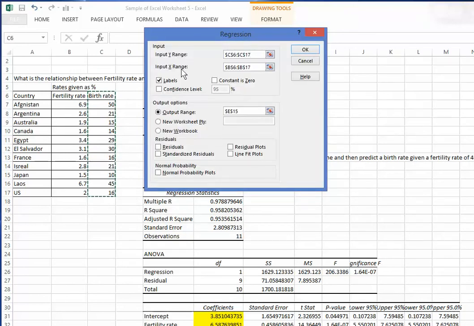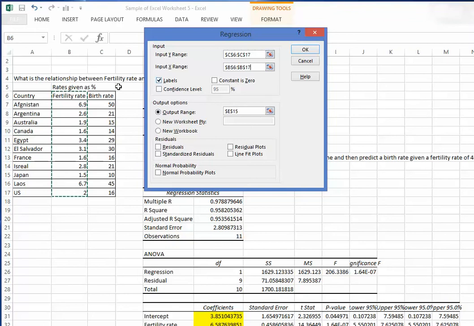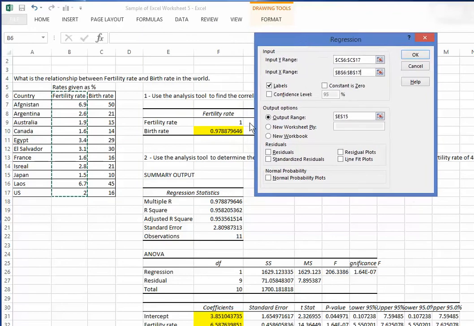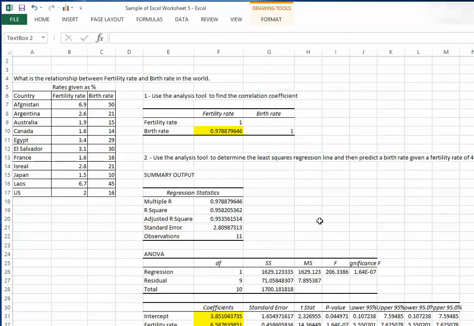The X range is the independent variable. So this one is fertility rates. And again, I've selected the name, so I click on Labels. The output range is going to show up down here starting on E15. And when I click OK, I'll be asked if I want to overwrite, and I will say yes. I'm not going to bother to overwrite it at this point because I don't need to.